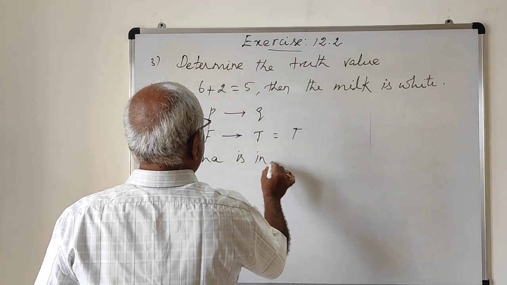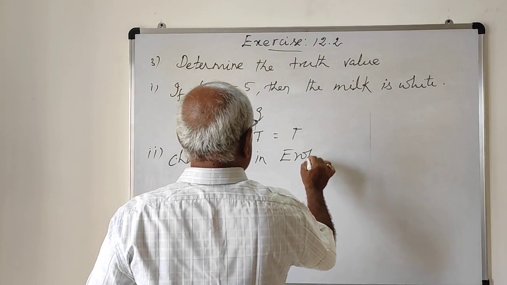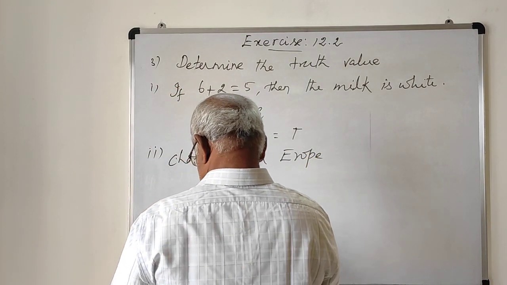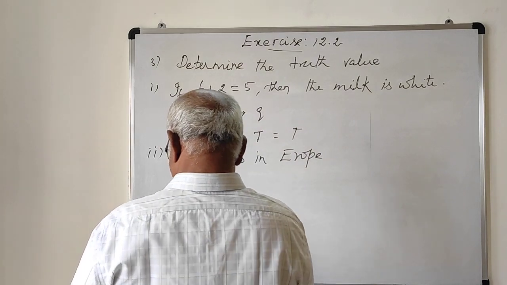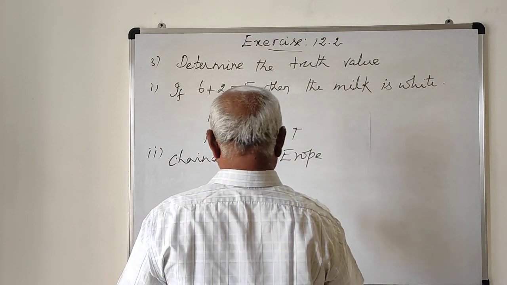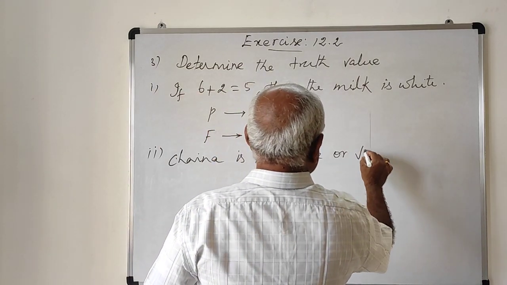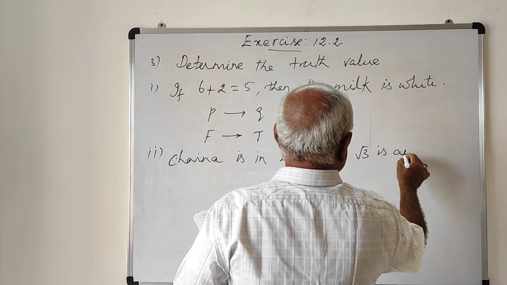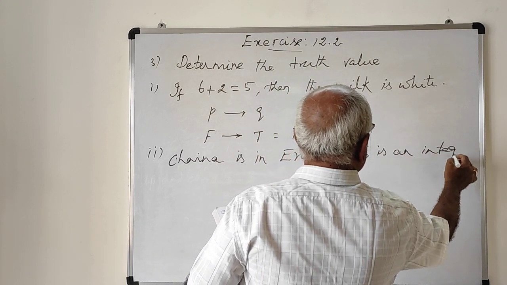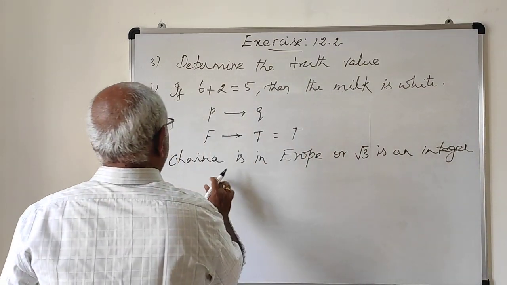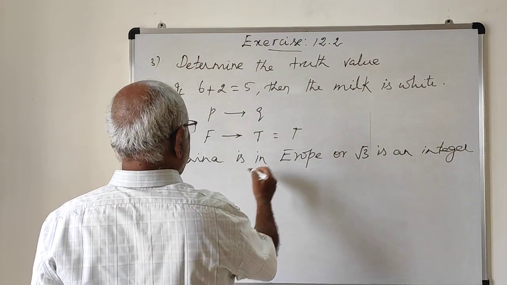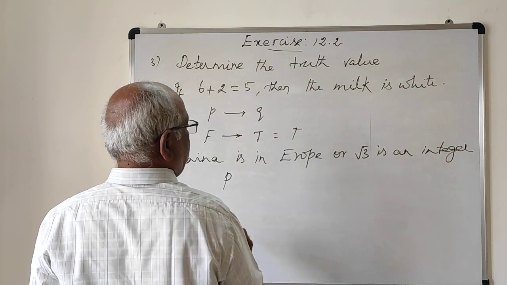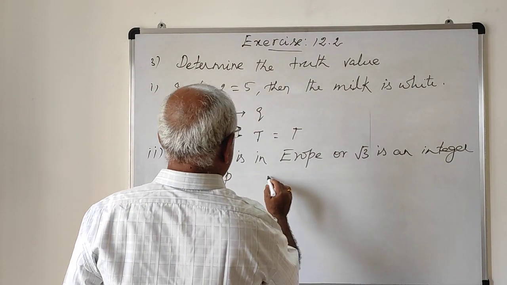China is in Europe, or root 3 is an integer. You consider the statement "China is in Europe" as P, and "root 3 is an integer" as statement Q.